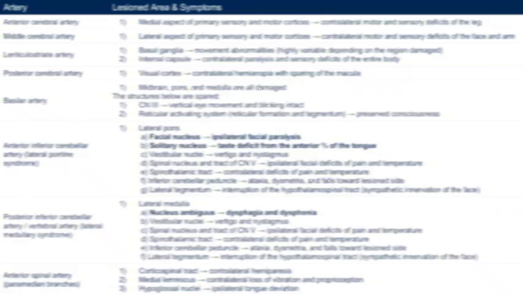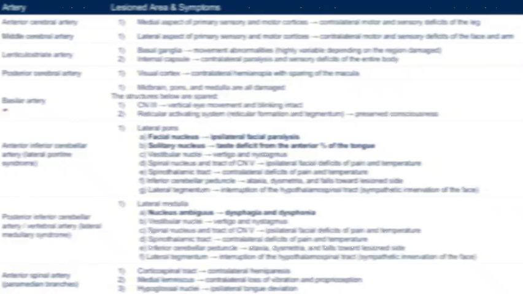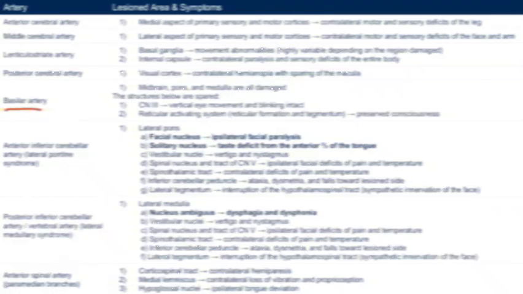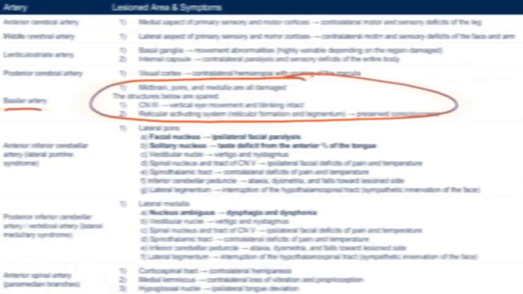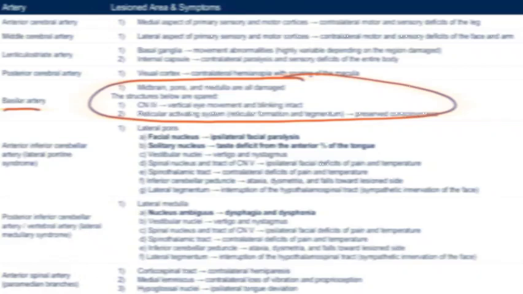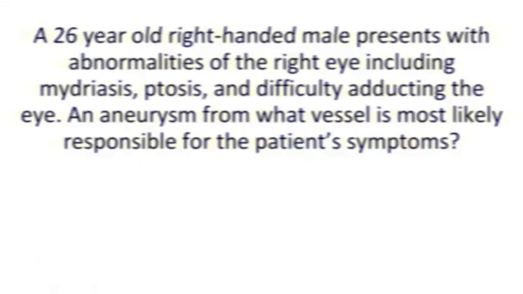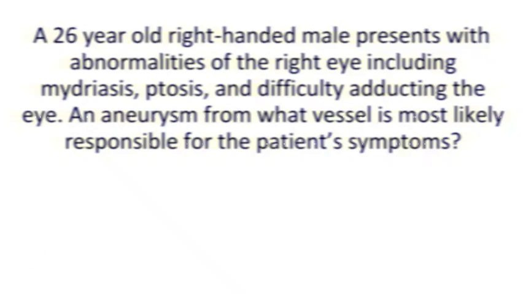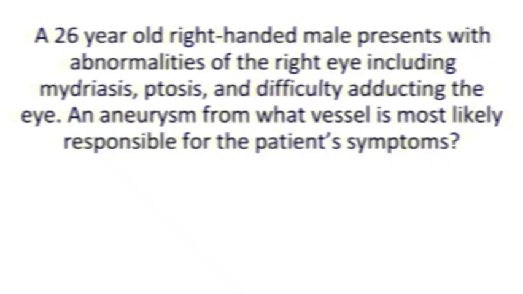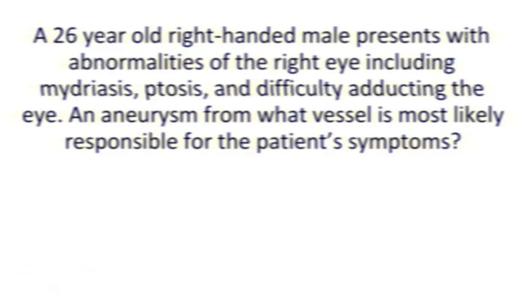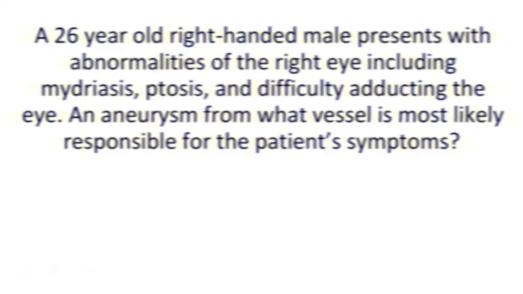From table 8.4, we can see that damage to the basilar artery results in locked-in syndrome. On the right, we have a list of structures that are compromised and the corresponding symptoms. But again, I find it most helpful to recall those structures that are not damaged, which is shown right here. Okay, let's do another question. A 26-year-old right-handed male presents with abnormalities of the right eye, including mydriasis, ptosis, and difficulty adducting the eye. An aneurysm from what vessel is most likely responsible for the patient's symptoms?